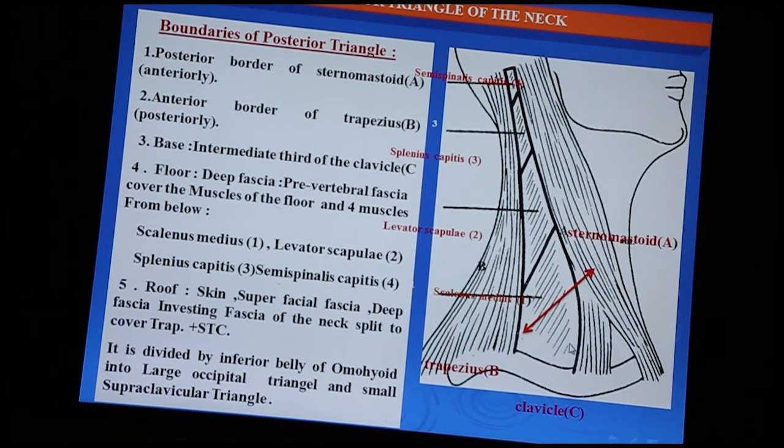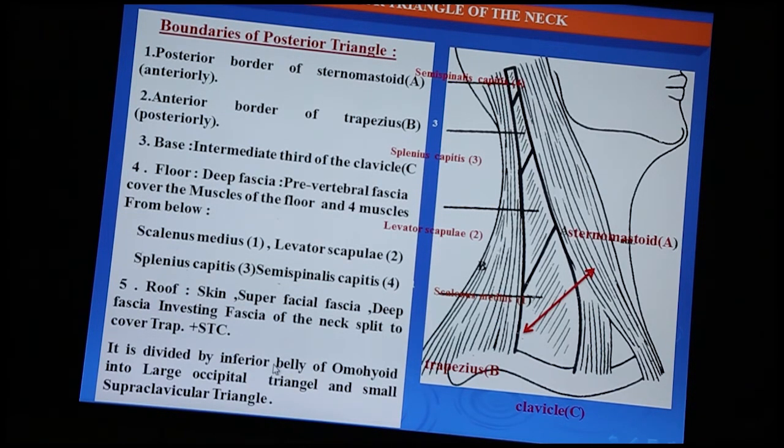This is the omohyoid muscle, and its inferior belly divides the posterior triangle into a large occipital triangle and a small supraclavicular triangle. This is the supraclavicular triangle, and this one is the large occipital triangle. So this is the posterior triangle of the neck.